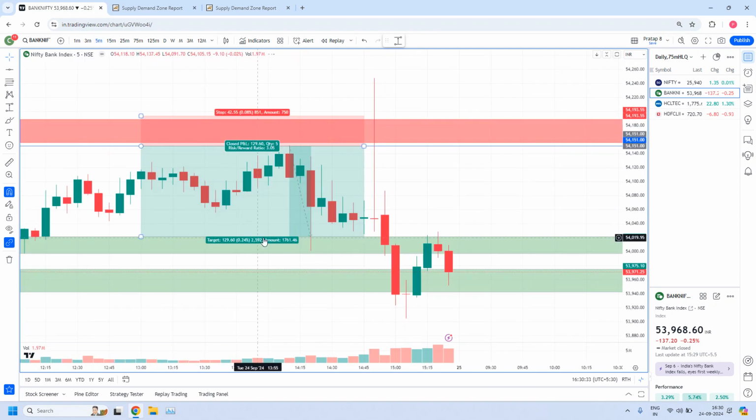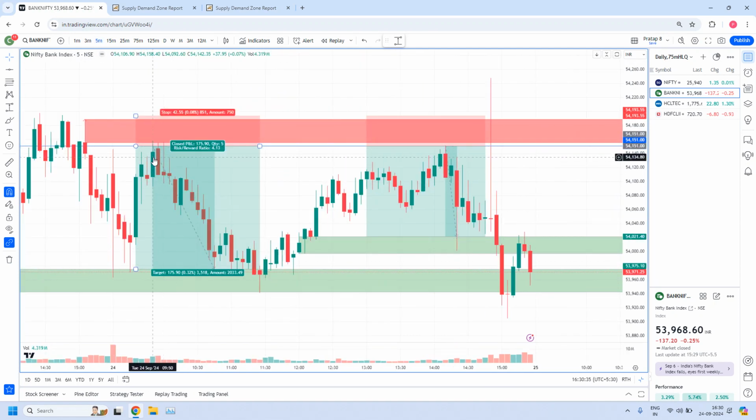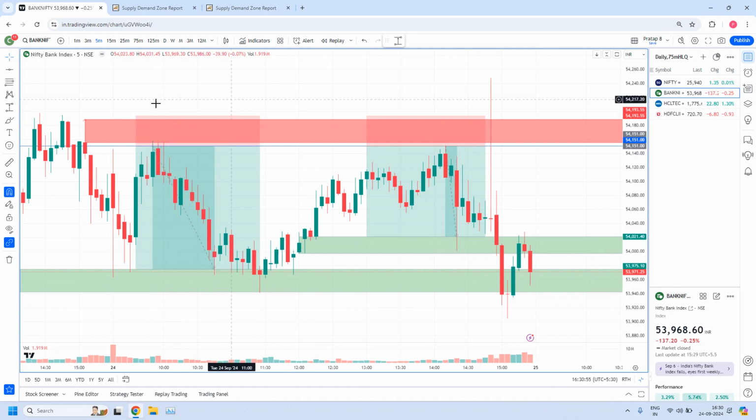Go to the 5 minutes time frame and see when you got the entry. You got the entry at the 9:50 5-minute candle. When it reached the target, 10:45. So that means in 55 minutes the trade is completed. That means almost 1 hour for the trade. And how many points has Bank Nifty given?